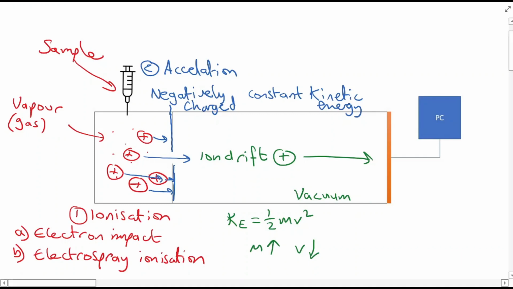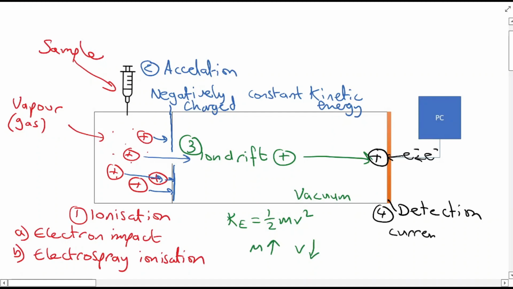When they travel through this ion drift stage, this third stage, eventually they meet a metal plate at the end. And this metal plate is known as the detector. So our final stage is detection, stage 4. What happens is our ion is here, it hits the metal plate. The metal plate is full of delocalized electrons, and these electrons discharge the ions when they hit. When those ions move, it causes a current to flow.